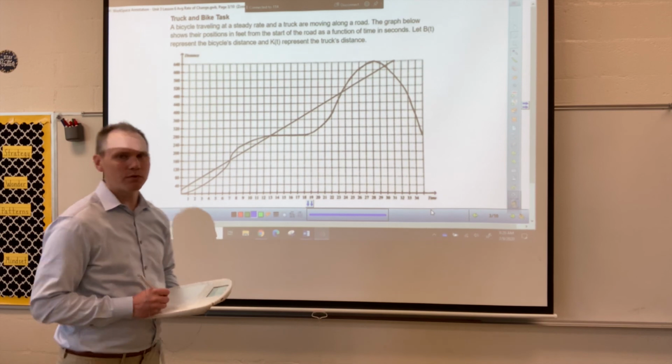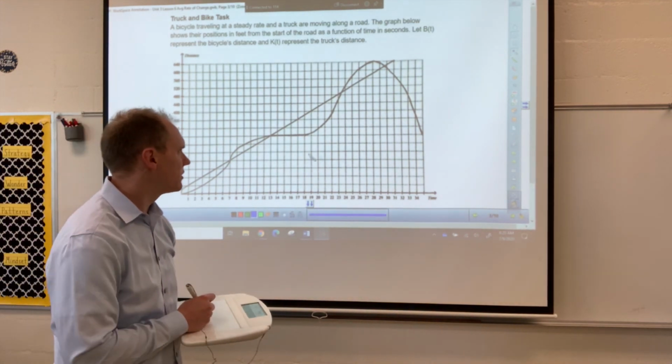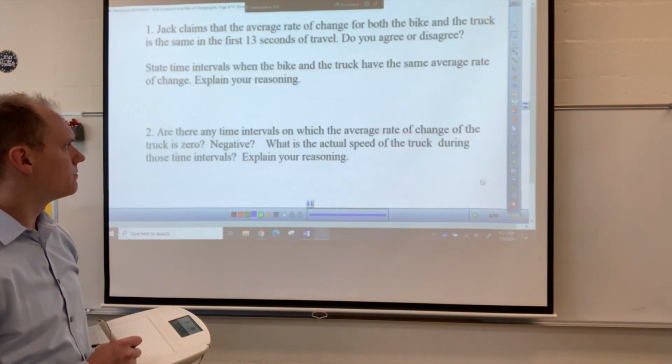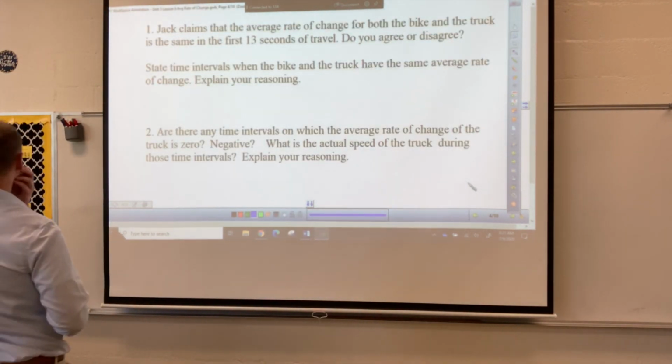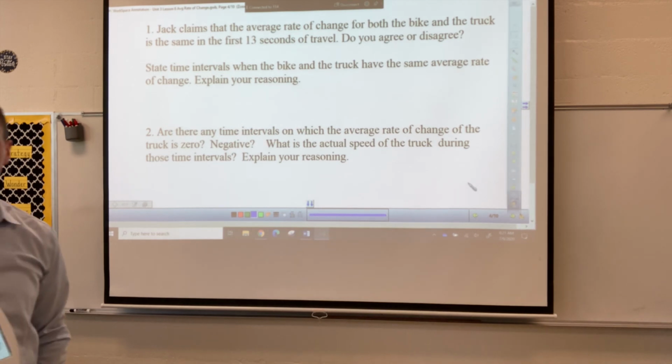Let's start with a couple of questions here. Now that we kind of have dissected this graph and kind of thinking about what is actually happening here. So number one, it says a student named Jack claims that the average rate of change for both the bike and the truck is the same in the first 13 seconds of travel. Do you agree or disagree?